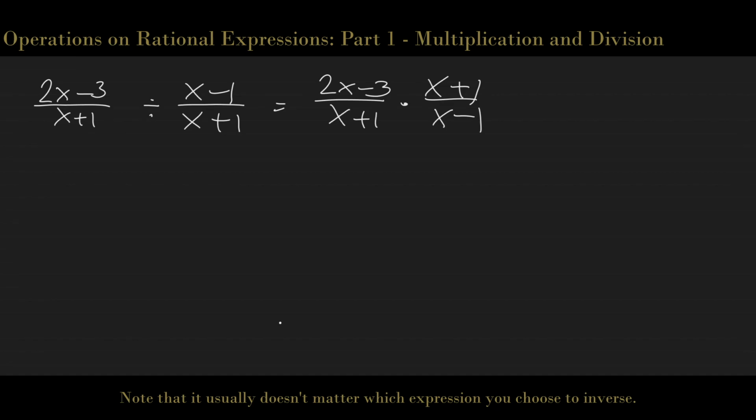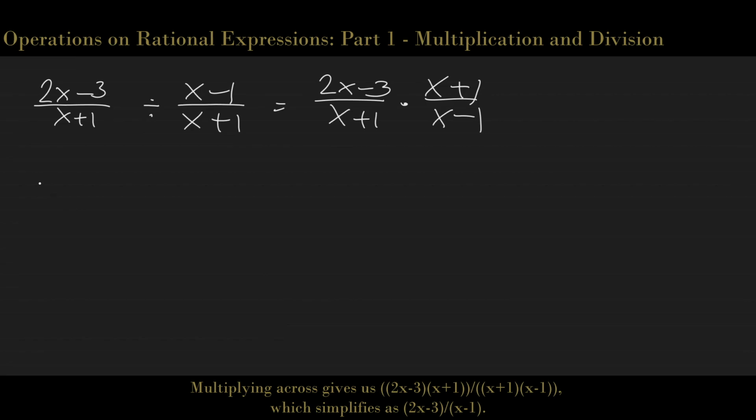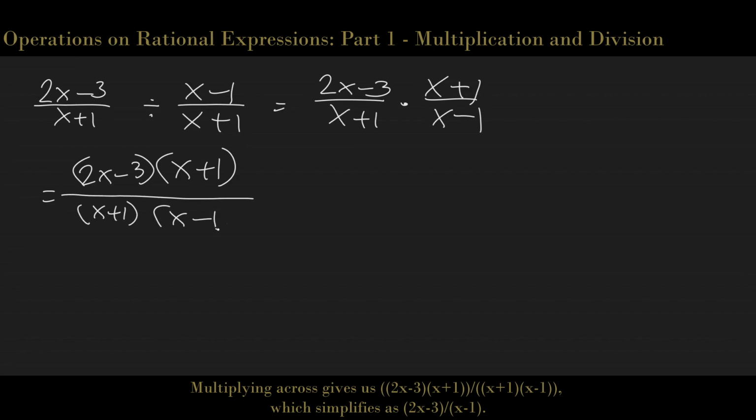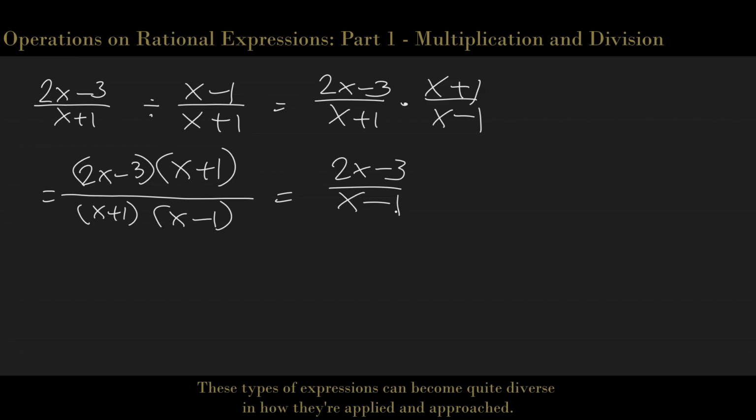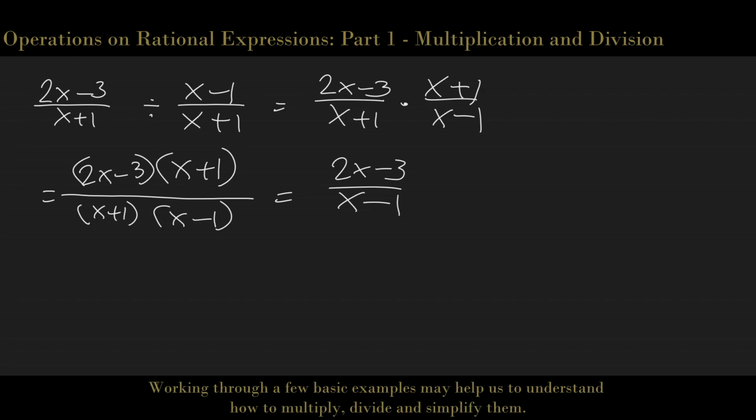Note that it usually doesn't matter which expression you choose to invert. Multiplying across gives us 2x minus 3 times x plus 1 divided by x plus 1 times x minus 1, which simplifies to 2x minus 3 divided by x minus 1. These types of expressions can become quite diverse in how they are applied and approached. Working through a few basic examples may help us to understand how to multiply, divide, and simplify them.